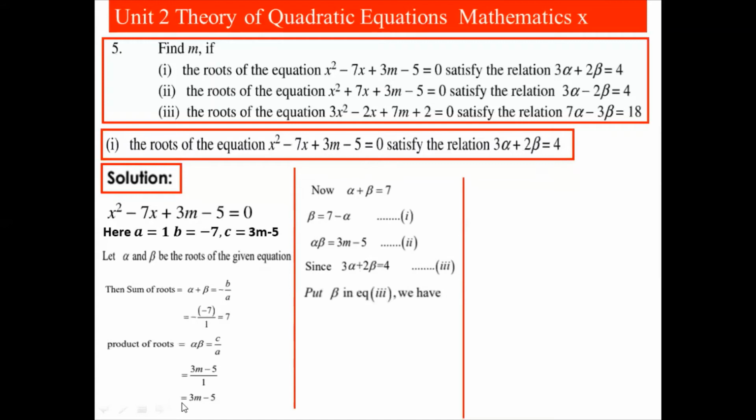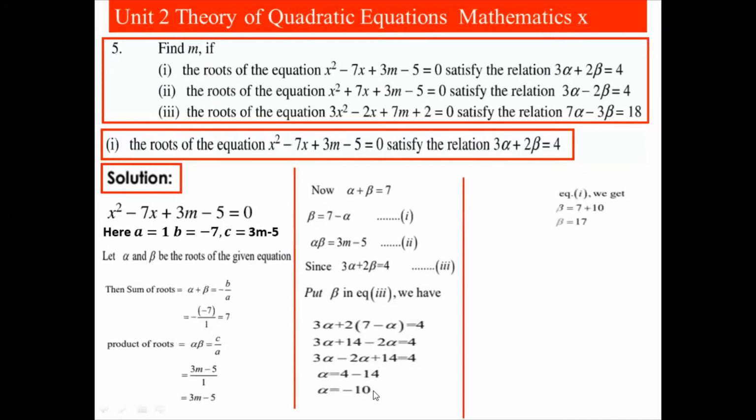So by replacing the value of beta here, we have this form. When we multiply this term with 2, we have 14 minus 2 alpha is equal to 4. So 3 alpha minus 2 alpha plus 14 is equal to 4. 3 alpha minus 2 alpha, we have alpha, and this 14 we have to shift to the right hand side of the equation. So we can write alpha is equal to 4 minus 14. So alpha is equal to minus 10.